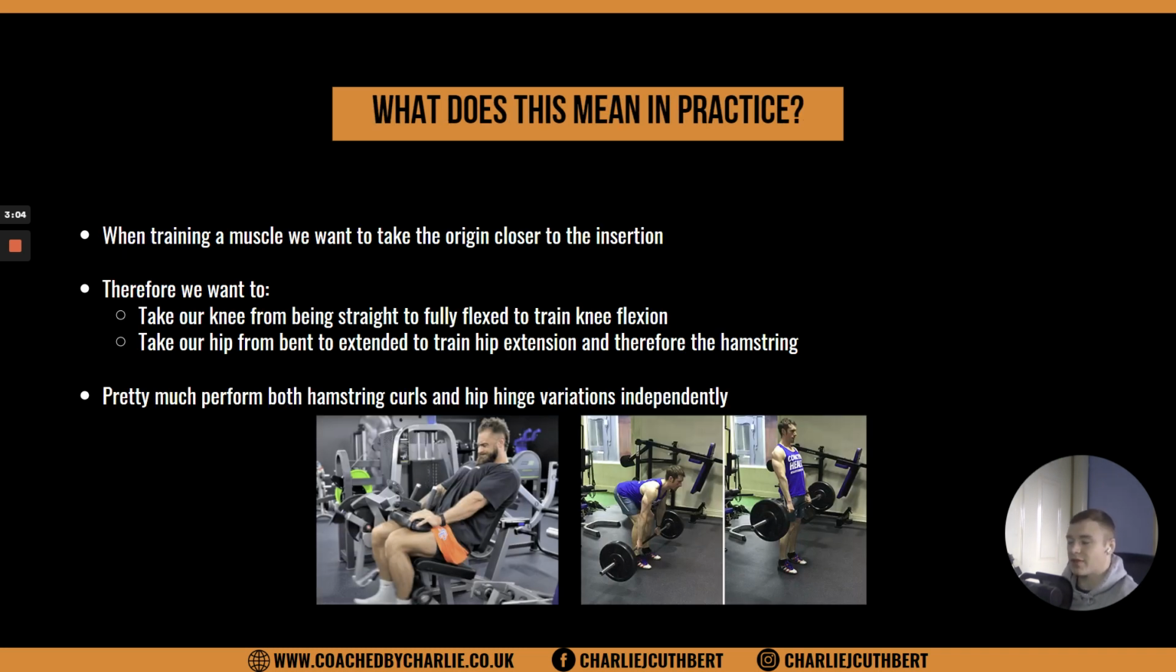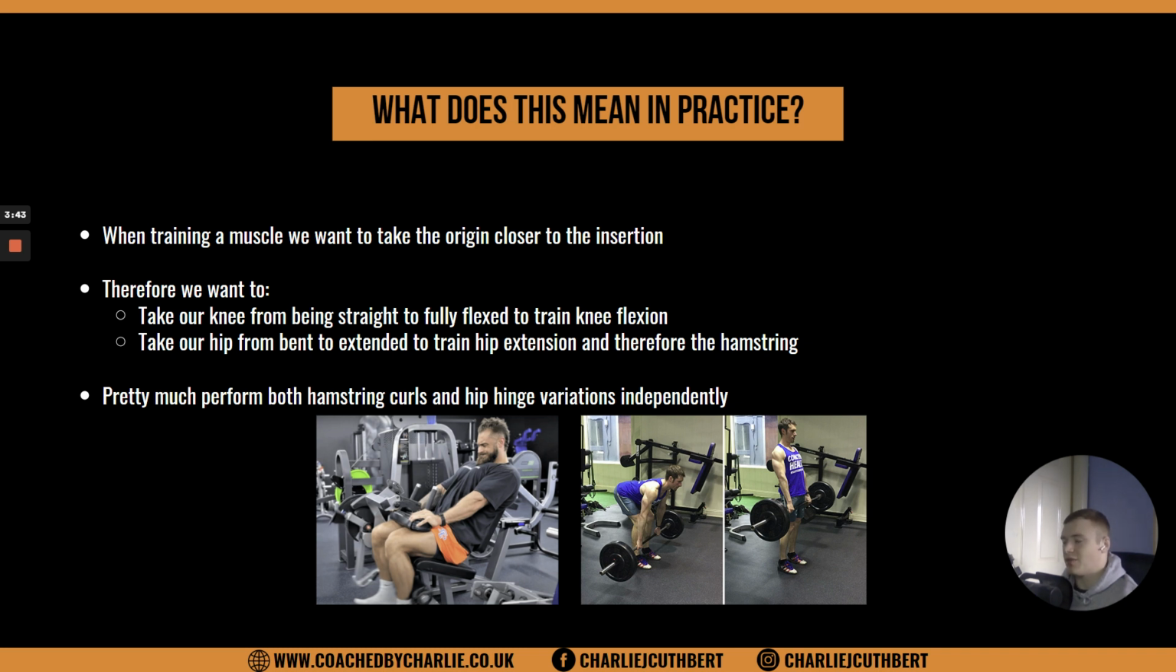So what does this actually tell us in practice? How is this valuable to be aware of? When training a muscle, we want to basically take the origin closer to the insertion. That's how we train a muscle through a full range, which is typically going to result in the best muscle growth, if that makes sense. Therefore, we want to take our knee from being straight to fully bent when we're training knee flexion, and take our hip from being bent to extended to train hip extension, and therefore the hamstring. So pretty much, summarised, perform hamstring curls and hip hinge variations independently.